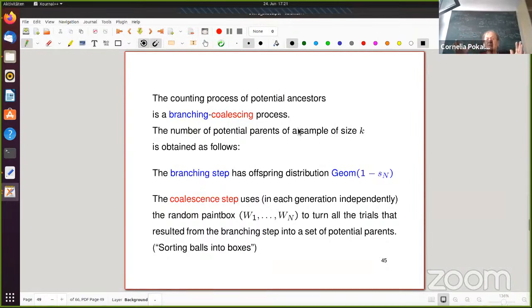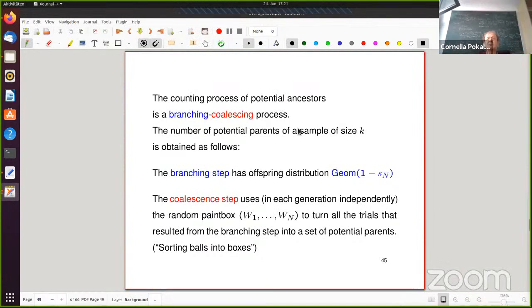We need to count the number of potential ancestors. And this is a branching, coalescing process as far as the lines are concerned. And it's a Markov process on the positive integers, excluding 0, as far as the number is concerned, right? And we see already the branching step. This was easy. It had an offspring distribution, which was geometric. This was this geometric, which I mentioned earlier.